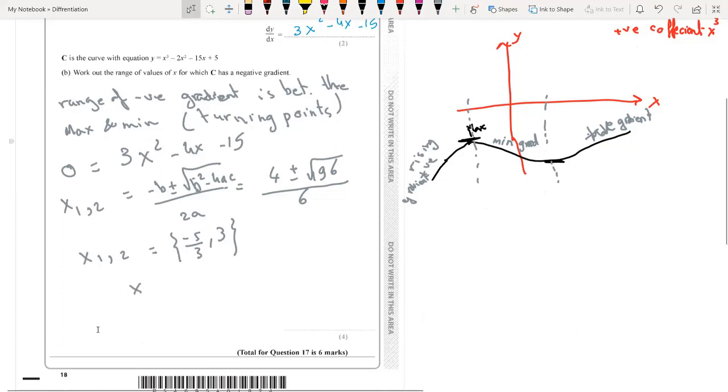You can write this in the form of an inequality. So the gradient is negative between negative 5 over 3 and 3. Negative 5 over 3 is this point, which occurs before 3. So I have the maximum at negative 5 over 3, and the minimum at 3. So this is the range: negative 5 over 3 is less than x, which is less than 3.